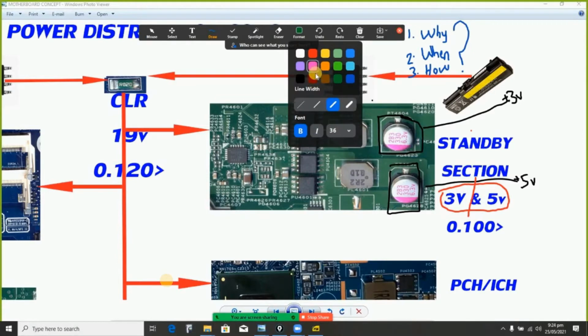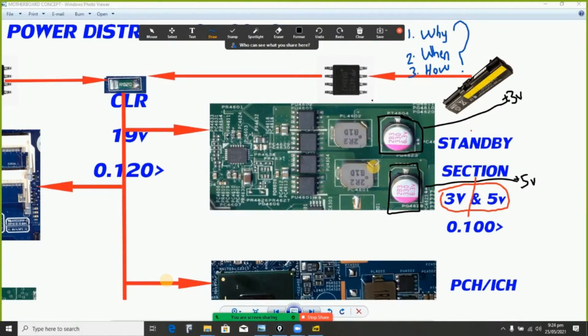The first question, for instance, is why. Why do we need 3 volt and 5 volt and the 19 is not going directly? So we've answered it. And what is the answer? Because the other chipsets can't work on high voltage, so we need one place where conversion will take place so that their own voltage will be generated.